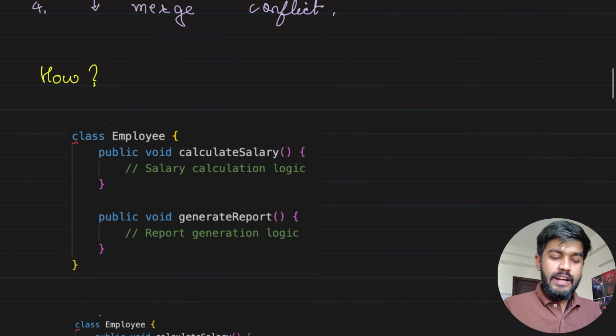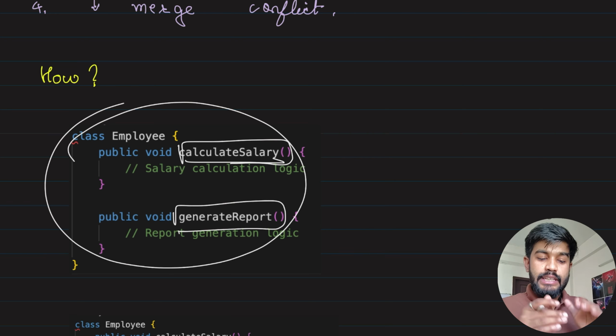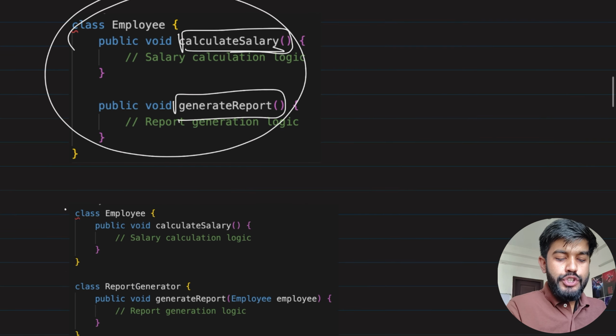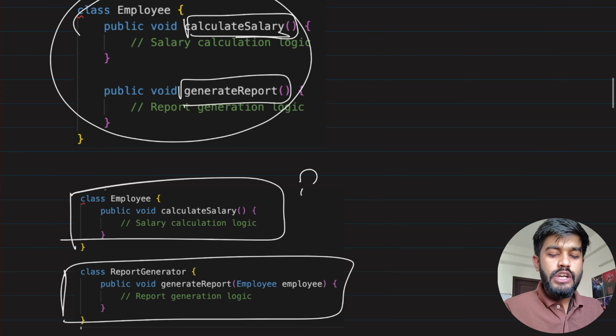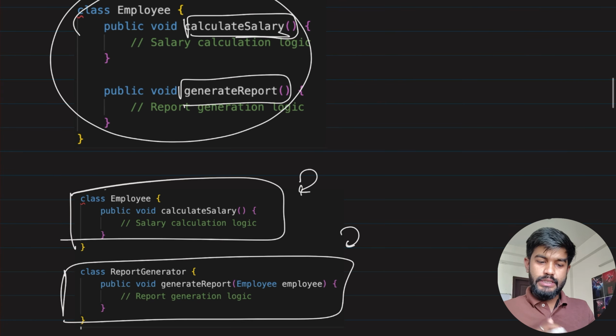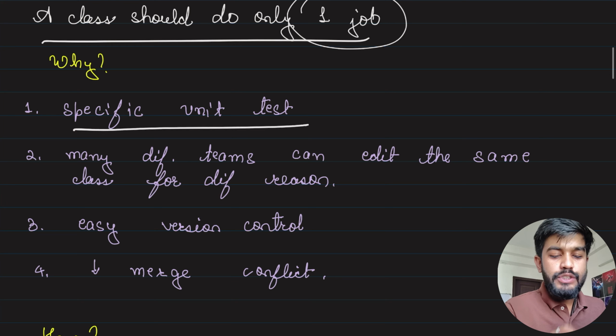Let's say we have a class which calculates the salary and also generates the report. The single responsibility principle tells us that we should break it down into two different classes, and each class should do only one job. This is how we can do it. But what does this facilitate? The very small point it facilitates is specific unit testing.